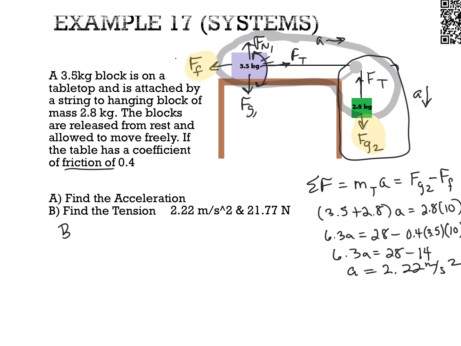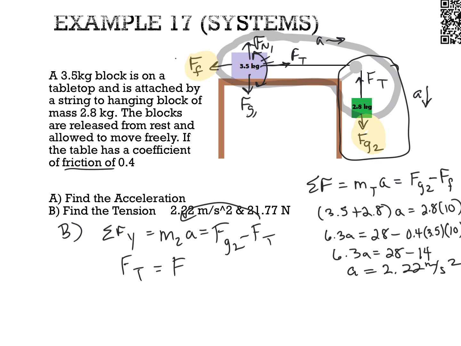So for part B, we're going to do the sum of forces in the y direction is equal to mass 2 times the acceleration of the system, which is going to be F sub G2 minus the force of tension. So when I work this out, the force of tension, which moves to this side, is the force of gravity of 2 minus m sub 2 a. Force of gravity 2 is the mass 2.8 times the gravity, which is 10, minus mass 2, which is 2.8, times that acceleration of 2.22.